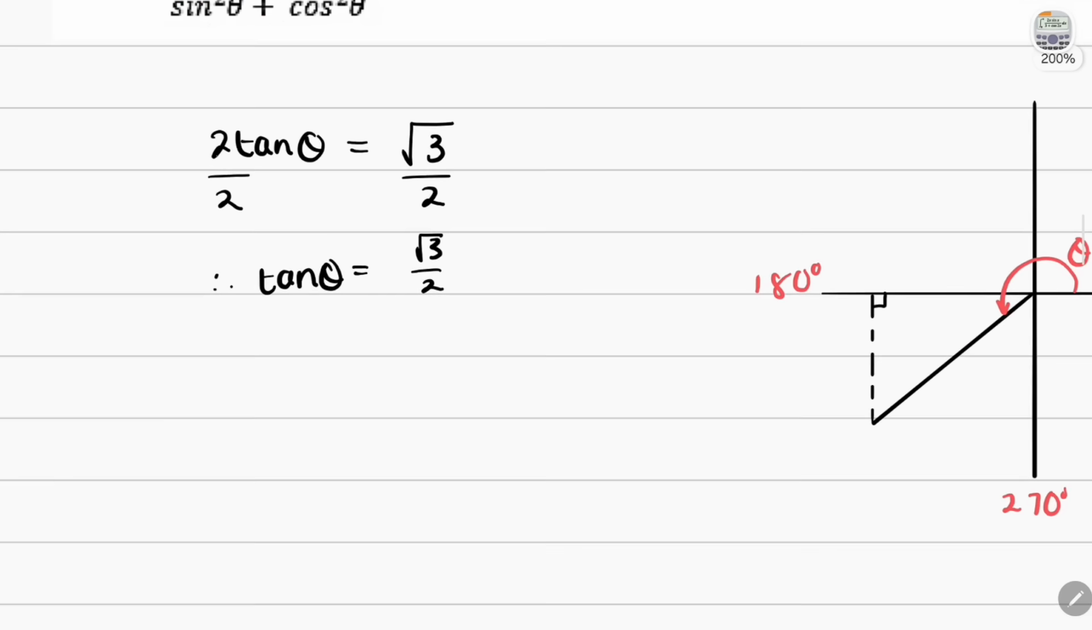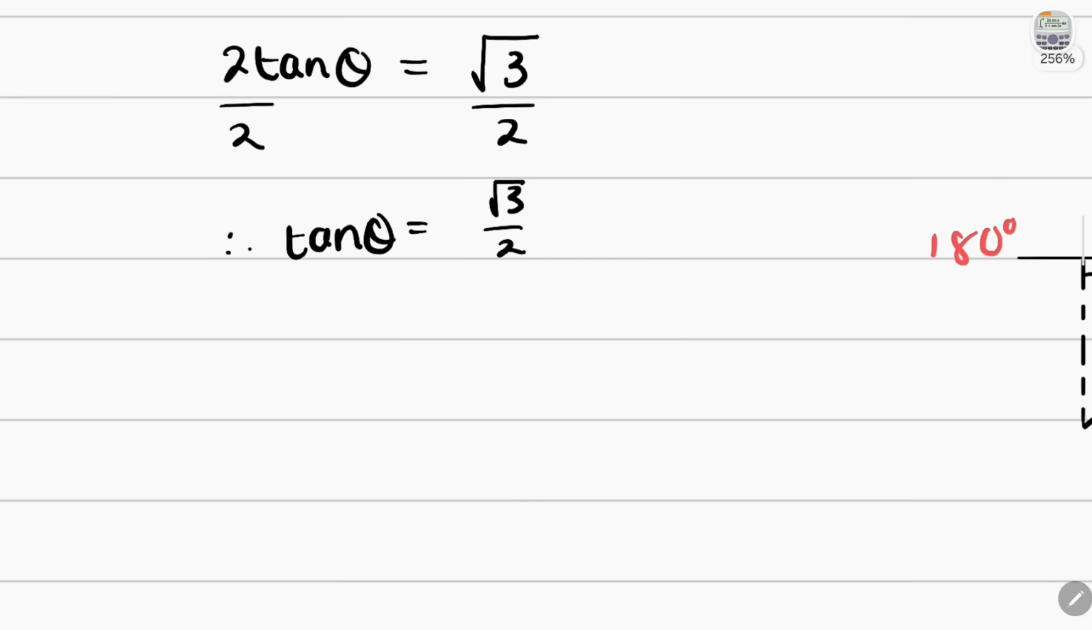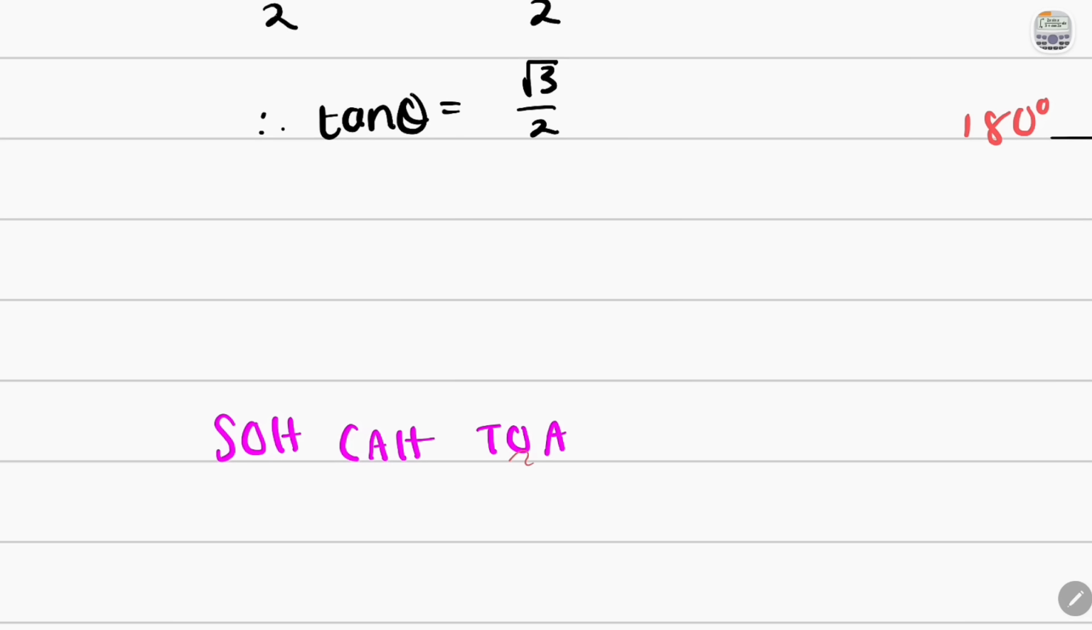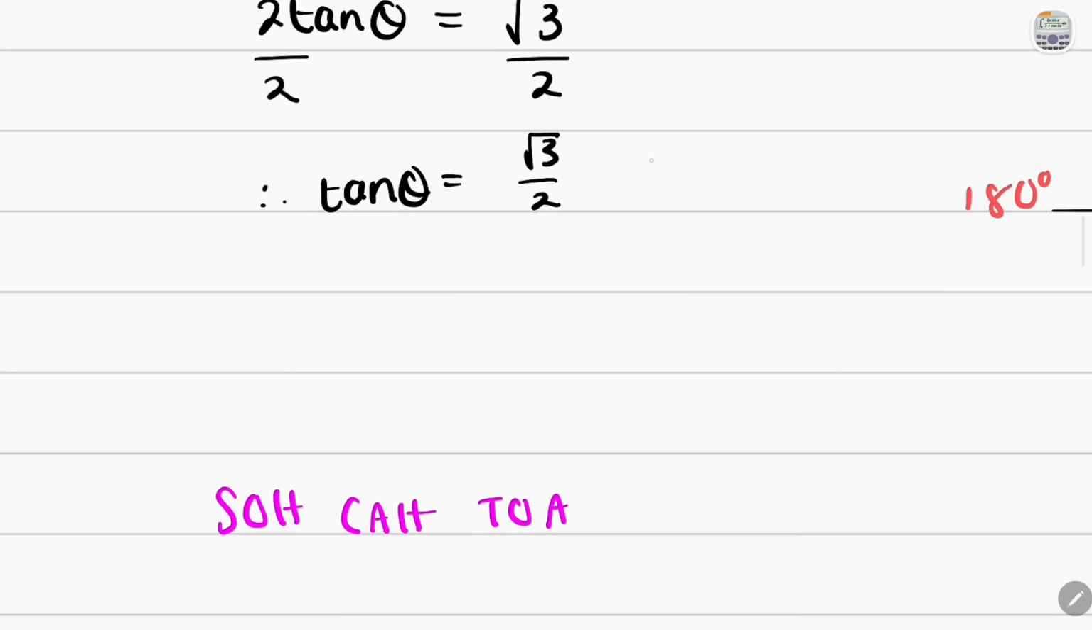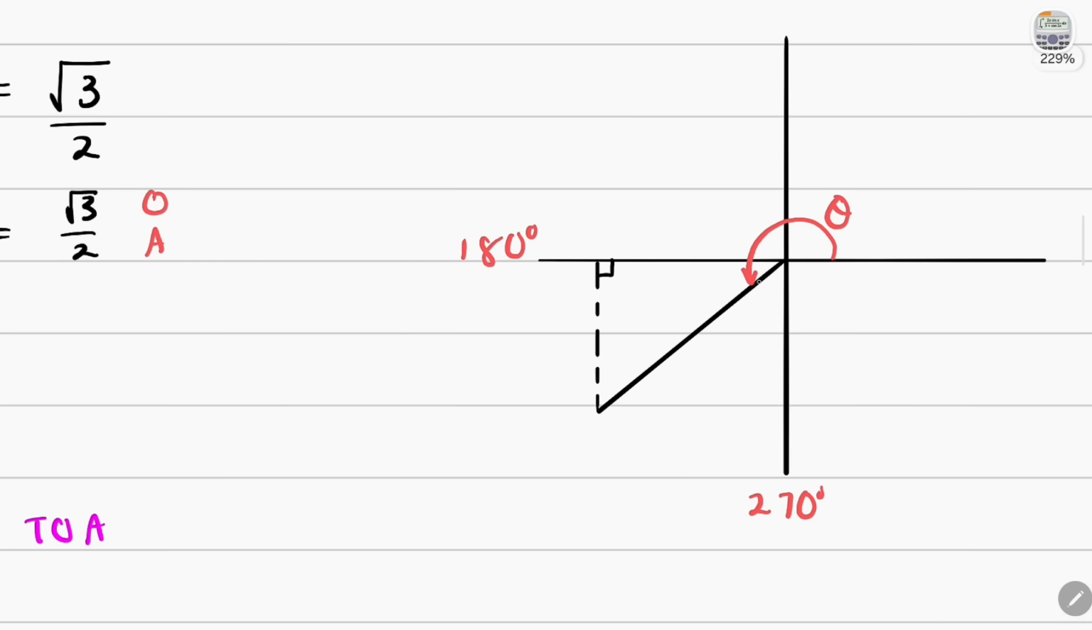And so we can see that from this information they gave us, tan theta equals root 3 over 2. We know from SOHCAHTOA that tan is opposite over adjacent. So opposite over adjacent, meaning the opposite side, okay, the side opposite this angle is root 3, and then the adjacent side is 2. So this is root 3, this is 2.